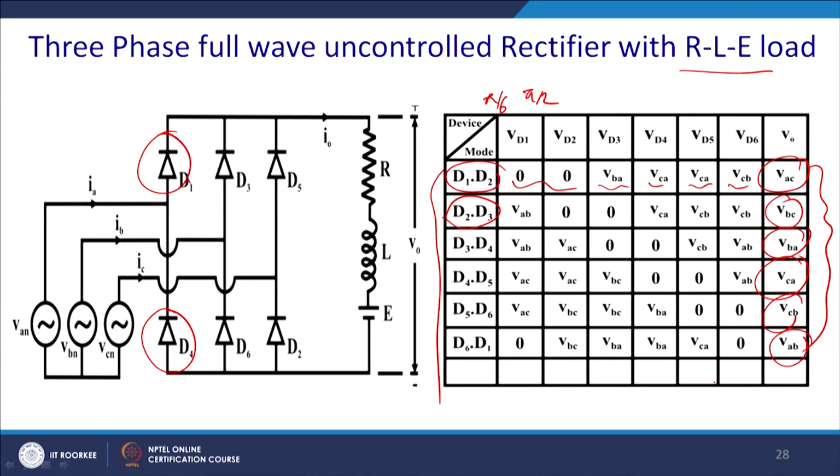So, these cycles will continue, and one pair of diodes will conduct for 60 degree, and one single diode will conduct for a period of 120 degree. So, this is the waveform.